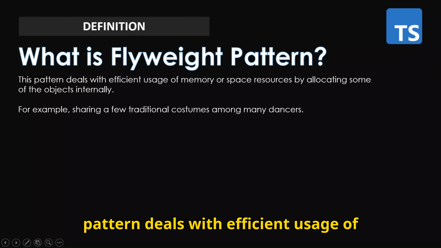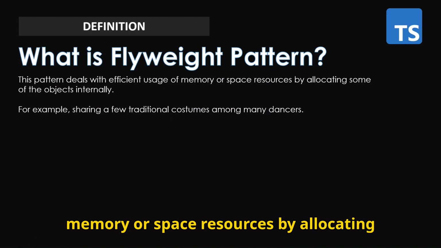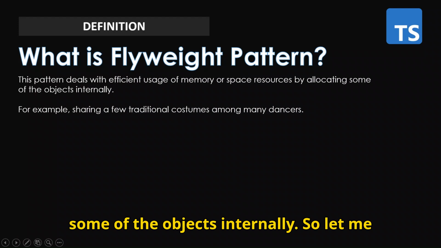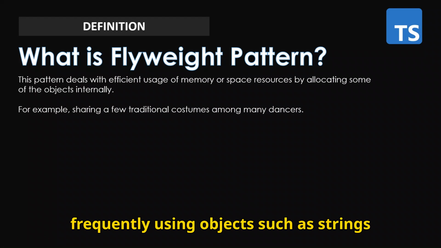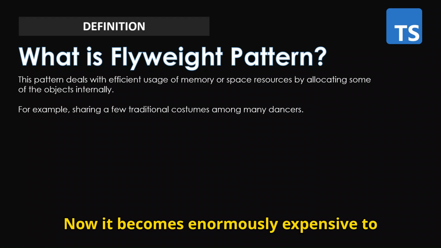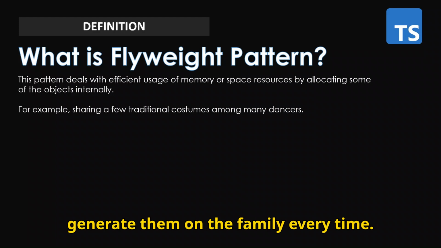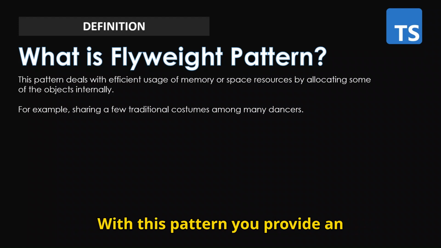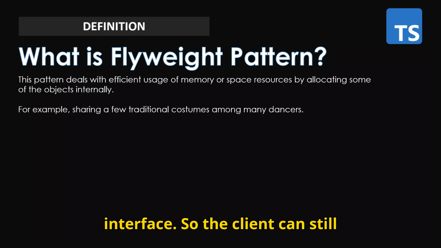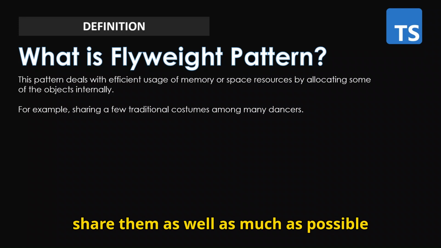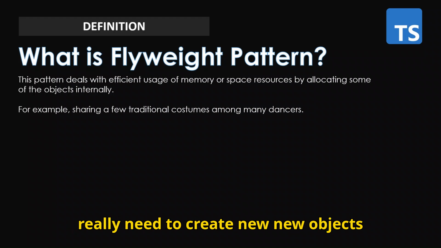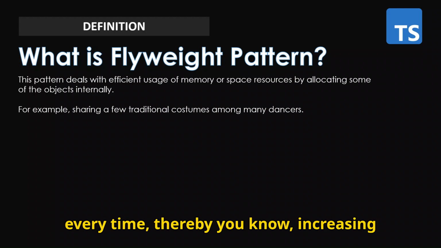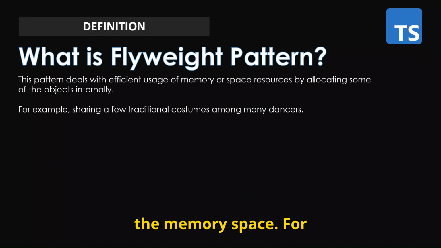This pattern deals with efficient usage of memory or space resources by sharing some of the objects internally. Let me explain this. Let's say you are frequently using objects such as strings or cache values from numerous clients. Now it becomes enormously expensive to generate them on the fly every time. With this pattern, you provide an interface so the client can still benefit from using those objects but share them as much as possible behind the scenes. So when your objects are being shared, you don't really need to create new objects every time, thereby saving memory space.